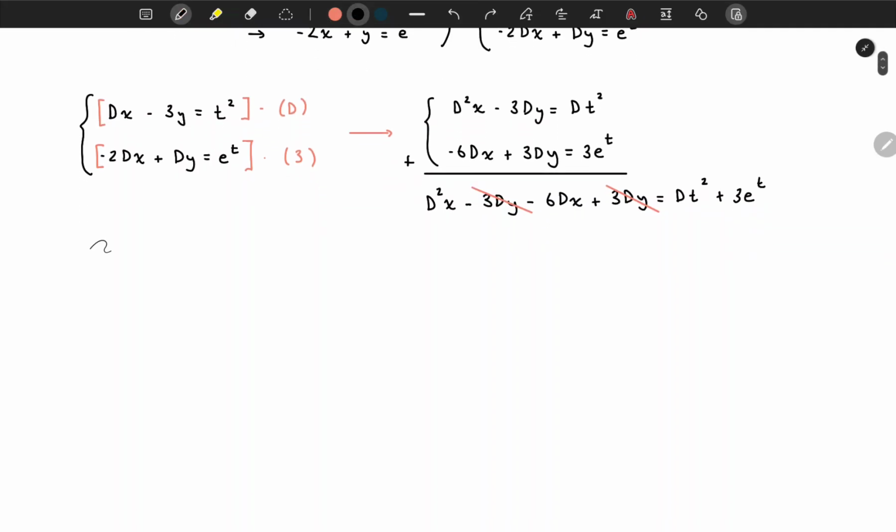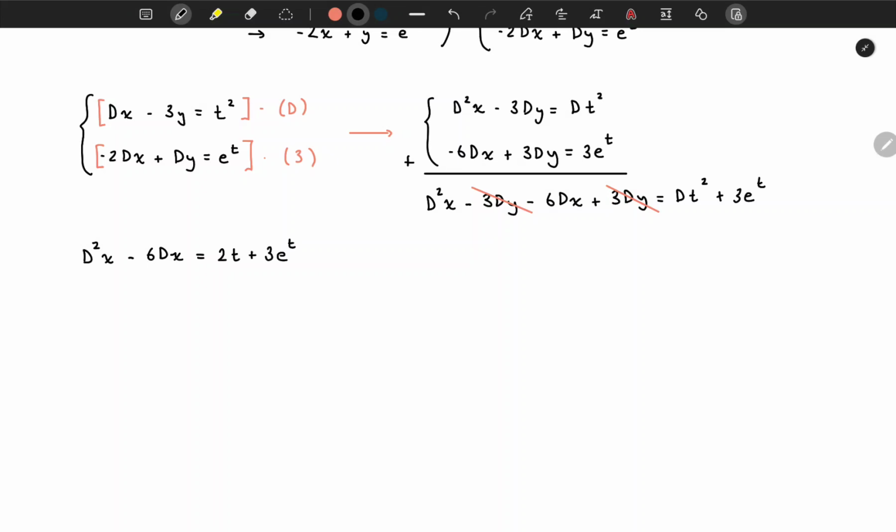So let's rewrite our equation now. We have D squared x minus 6Dx, and it's equal to D of t squared. Well, what is D of t squared? If we think about it, D means we differentiate with respect to t. So if we differentiate t squared, that would be 2t. And so D of t squared is essentially 2t, and then we have plus 3e to the t.